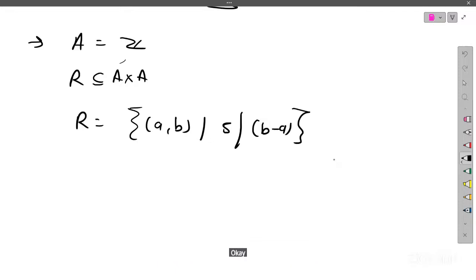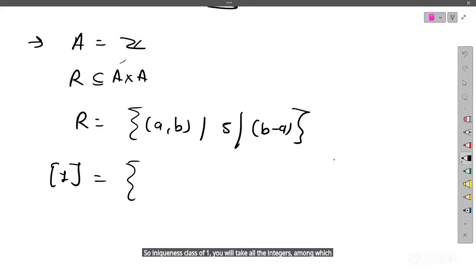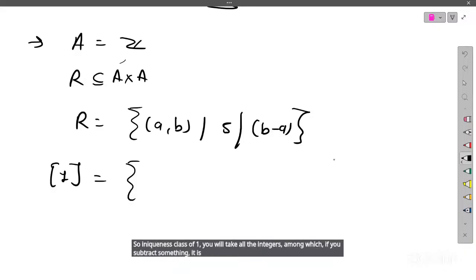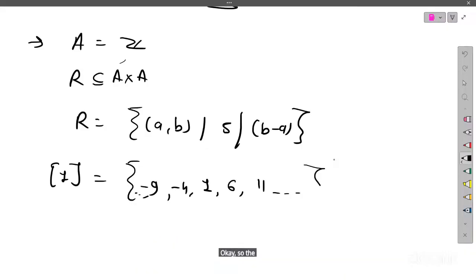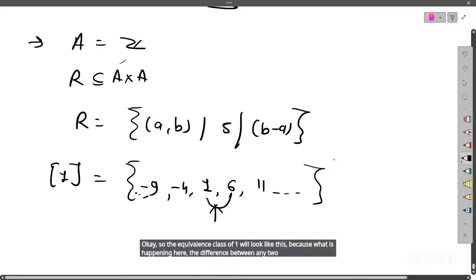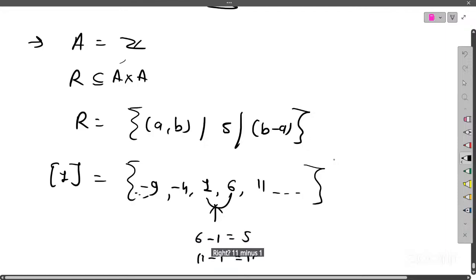Okay, so then here, what is the equivalence class of 1? In the equivalence class of 1, you will take all the integers for which, if you subtract 1, the result is divisible by 5. So that means 1 is there, 6 is there, 11 is there, and before 1, minus 4 is there, and before that, minus 9 is there. So the equivalence class of 1 will look like this, because the difference between any two numbers is a multiple of 5. 6 minus 1 is 5, right? 11 minus 1 is 10, right? So this is the equivalence class of 1.